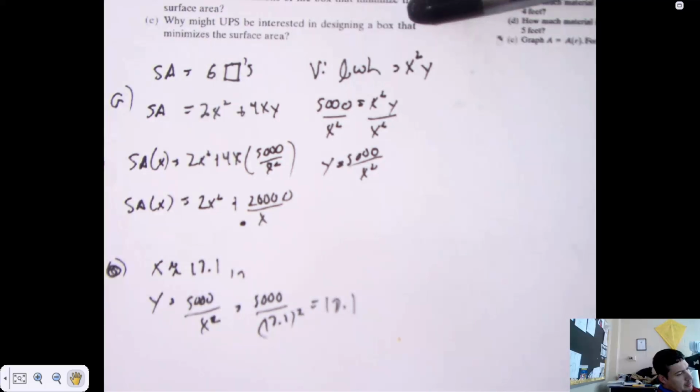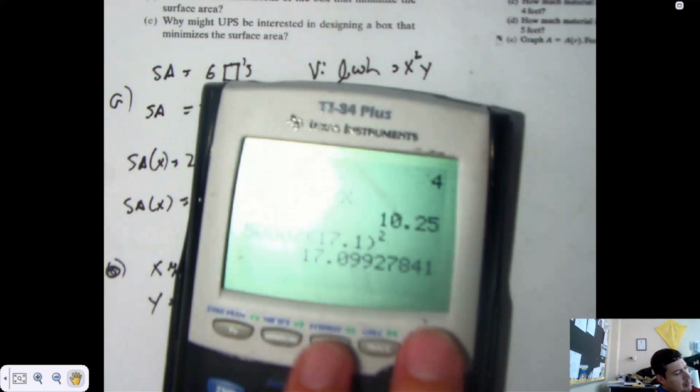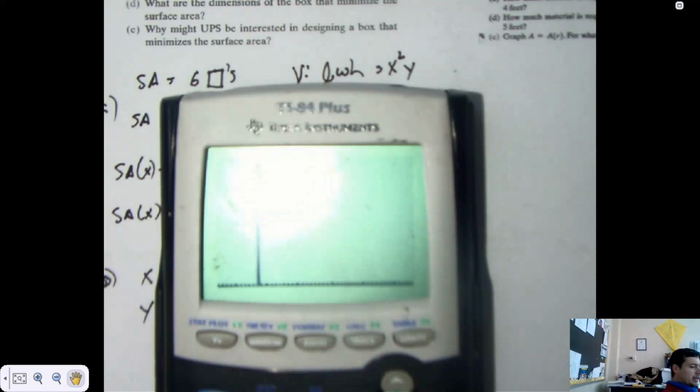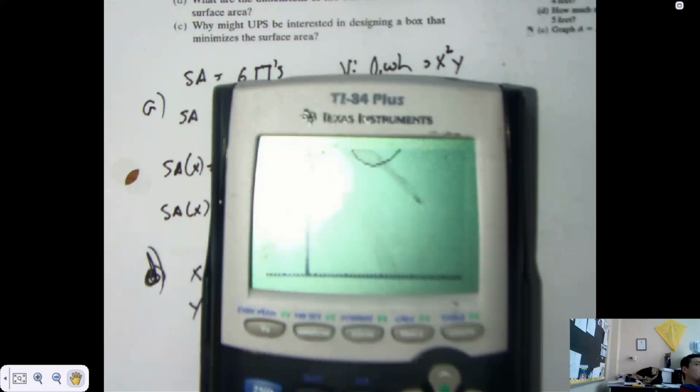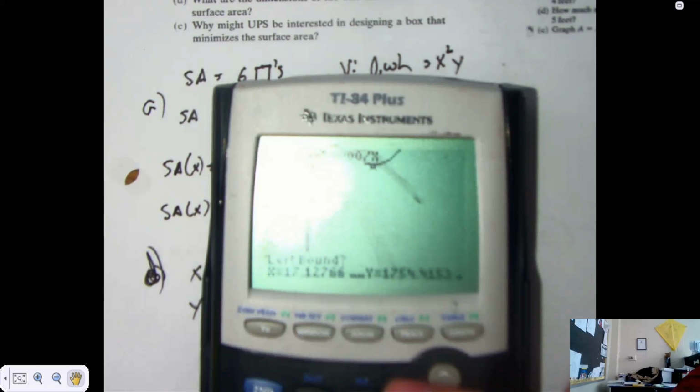Alright, so we answered, actually, I'm kind of an idiot here. We answered D right here. This was part D. Part D was the dimensions. Part C was the amount of cardboard used. The Y value, 1754.4 square inches.